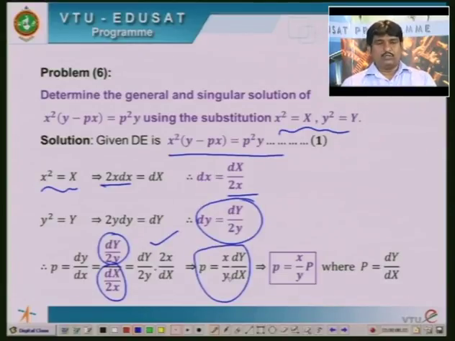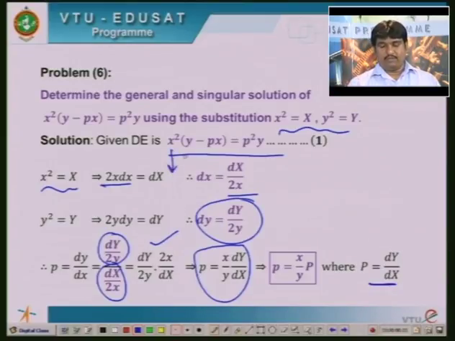As usual, I will call this new derivative as P. Small p will be small x by small y into capital P, where capital P is the derivative of new variable capital Y with respect to new independent variable capital X. Now I will substitute all these things in equation 1.